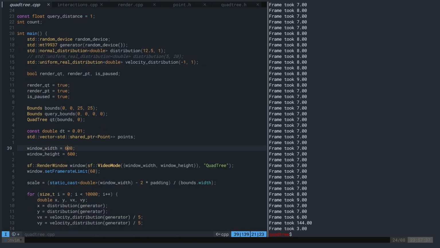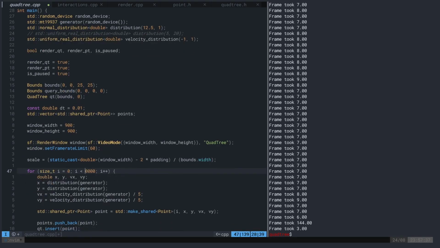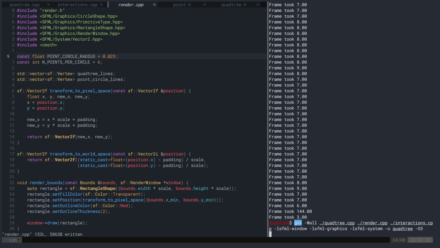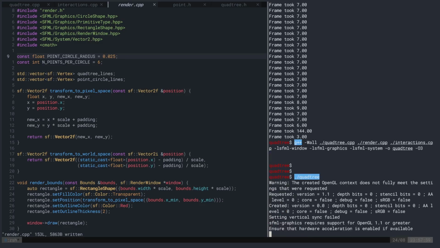Let's increase the size of our window. Let's set it to 50,000 particles. And I'm going to render these as slightly smaller spheres so that it's not annoying.